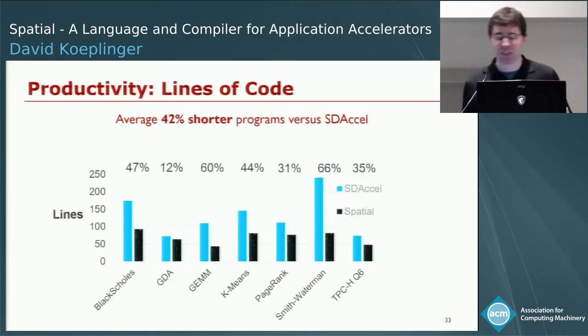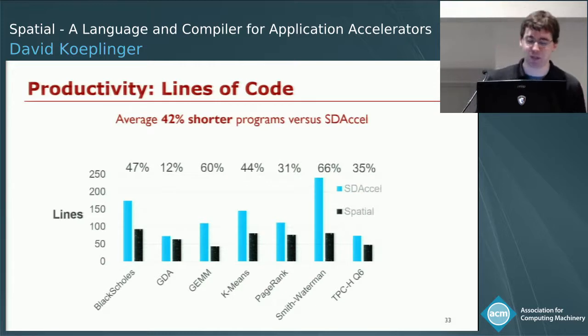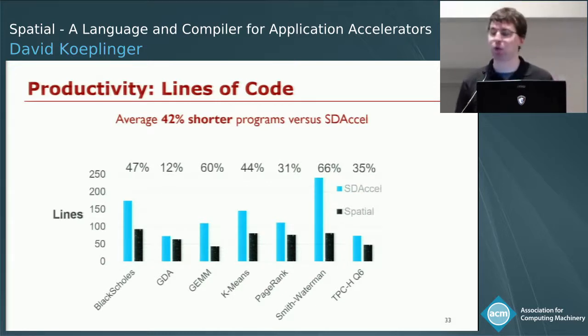Now, in terms of productivity, lines of code isn't a terribly good metric. User studies would be better. But on average, if we just look at lines of code, we're about 40% shorter than what you have in SDAccel for the same applications. And the main thing here is just our higher level representation of the memory hierarchy and the memory transfers.